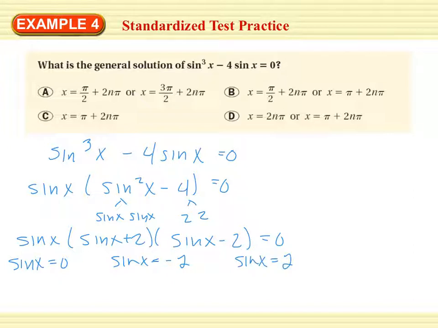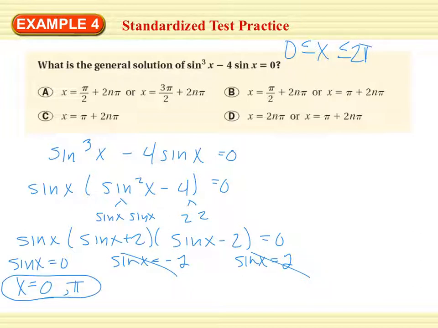If I take the inverse of each one of those to find my angle, I know that my angle is going to be, for this one, equal to 0 and pi. For this next one, let's see, 2 negative inverse sine. I can't actually do anything with either one of these. So with the interval, those are my only answers.